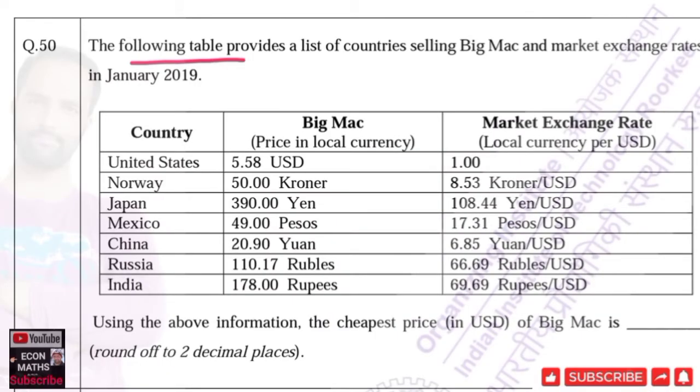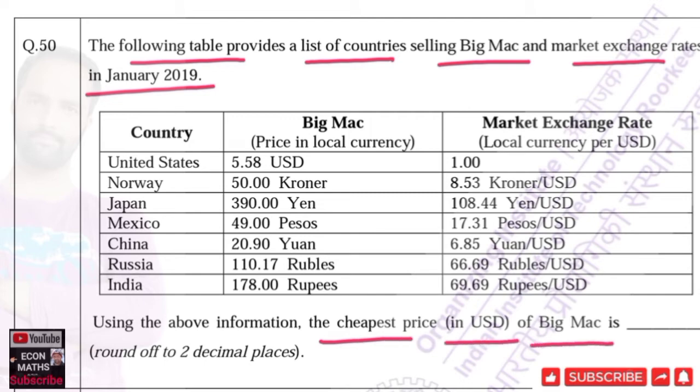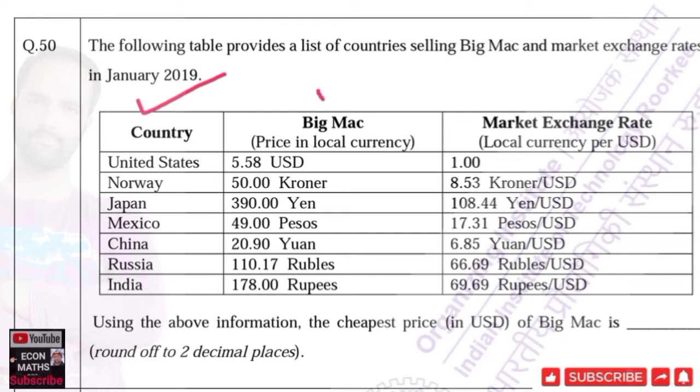Next question is, the following table provides a list of countries selling Big Mac and market exchange rates in January 2019. We are told to find the cheapest price in US dollars of Big Mac. We are given the country, the price of Big Mac in local currency, and the market exchange rate between local currency and US dollar. In the United States, the price of Big Mac is $5.58. And in Norway, what is the price of Big Mac in terms of US dollars?